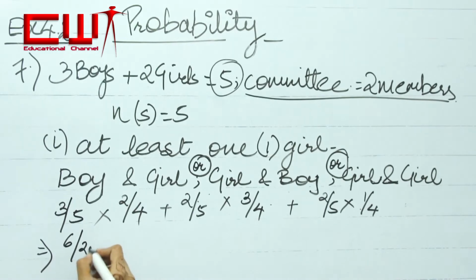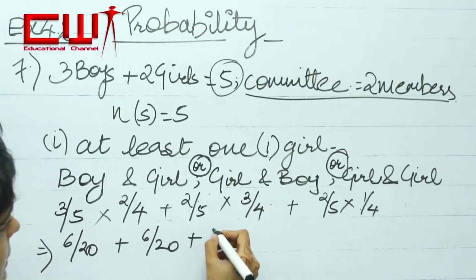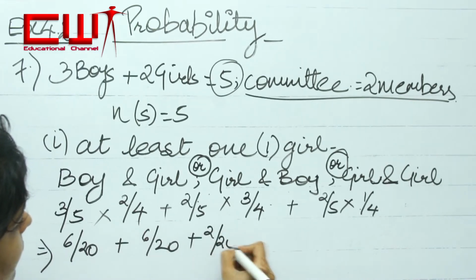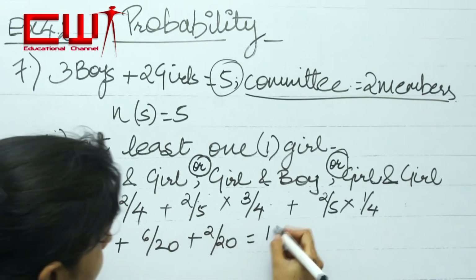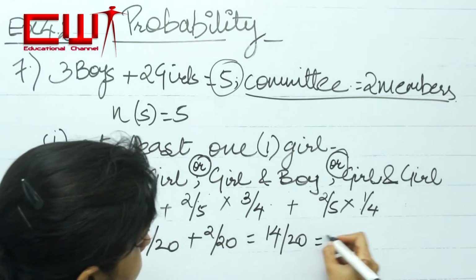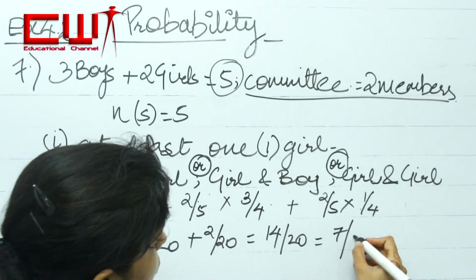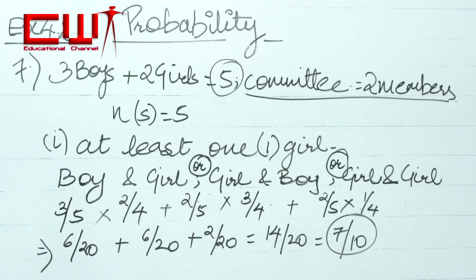So see how we do. 6 by 20 plus 3 2s are 6 by 20 plus 2 by 20. So this will be 6 and 6, 12, 13, 14. 14 by 20, or you have 2 7s are and 2 10s are. So the answer is 7 by 10, right?